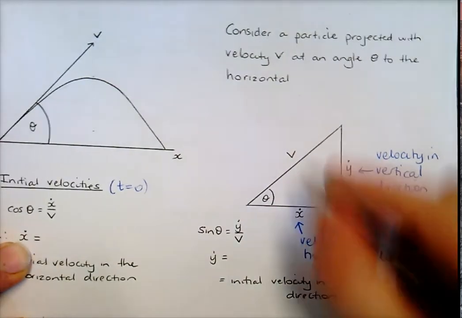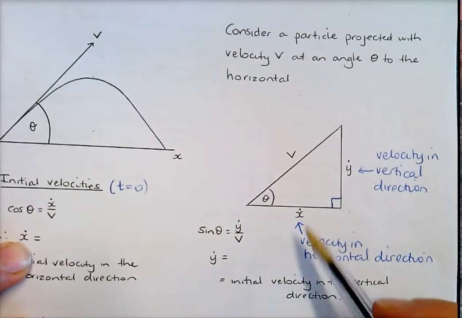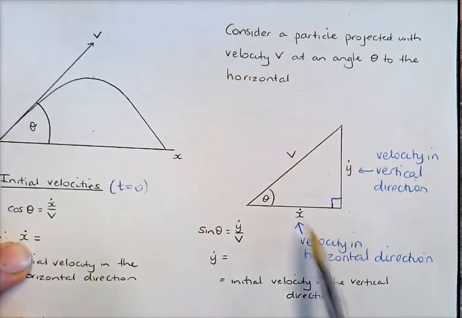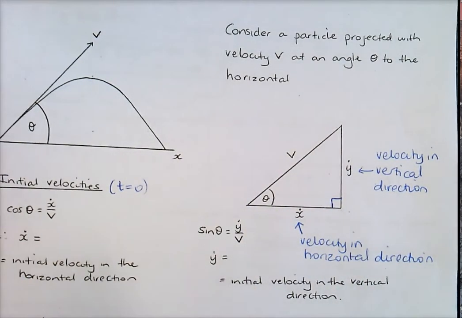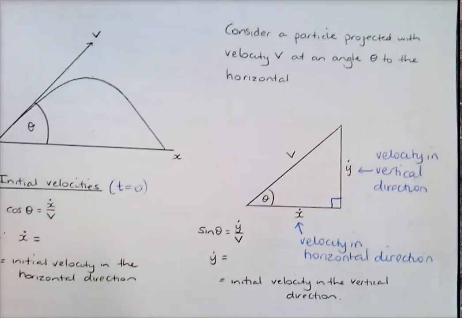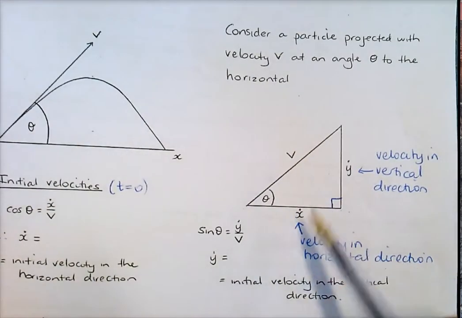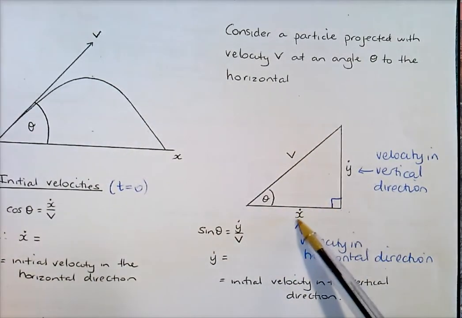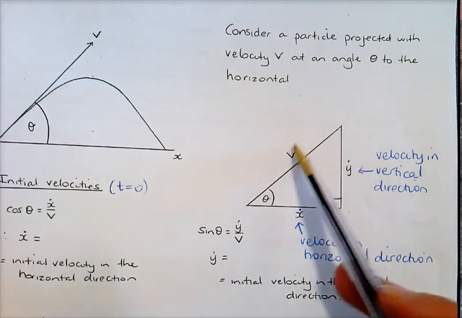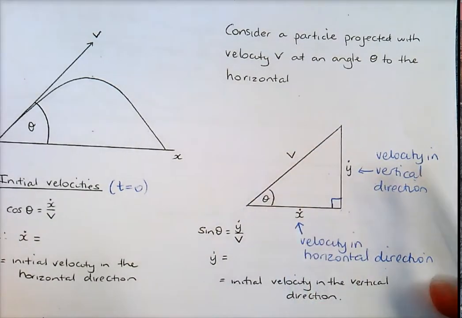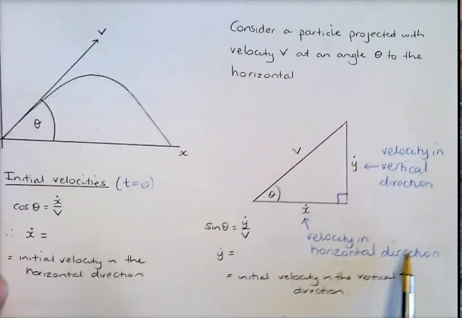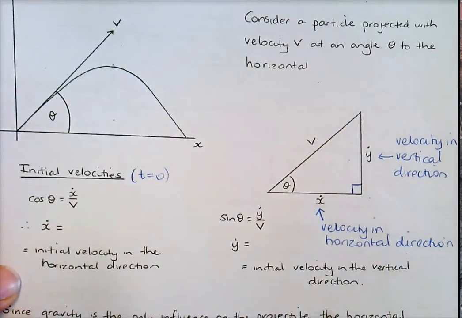So you can break up that vector into the horizontal and the vertical aspects of the velocity. Of course, Pythagoras' theorem would apply here, that x dot squared plus y dot squared equals v squared. Okay, sine, cos, tan works in this triangle as well, because it's a right angle triangle. So now let's look over here. We've drawn our right angle triangle.